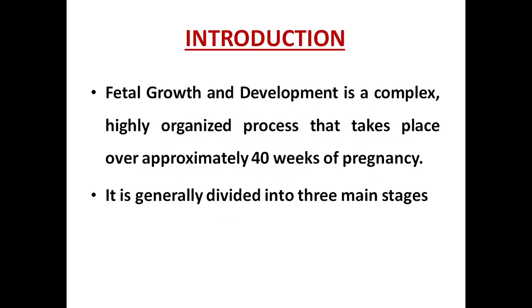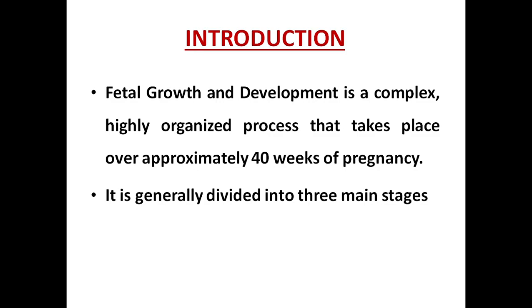So, introduction. Fetal growth and development is a complex, highly organized process that takes place over approximately 40 weeks of pregnancy. It is generally divided into three main stages. So generally, growth and development is a very complex process and an organized process, because from a single cell a whole human body is formed.